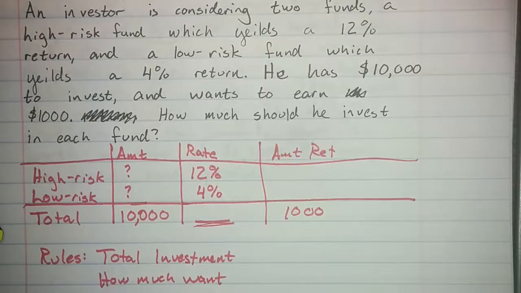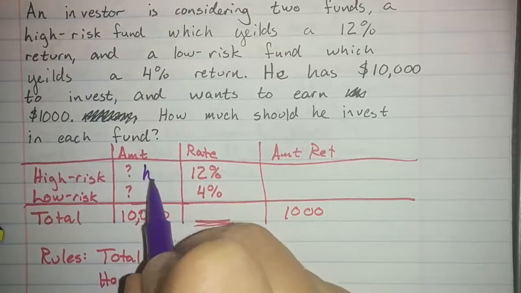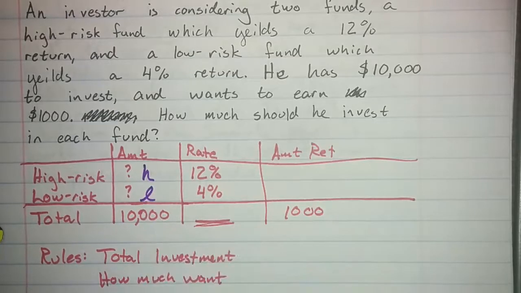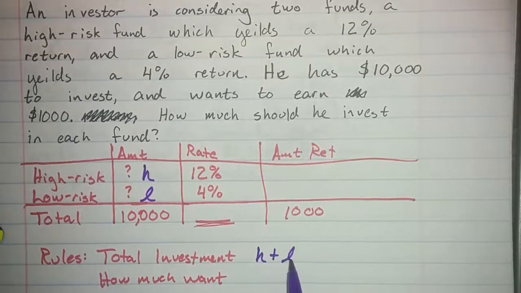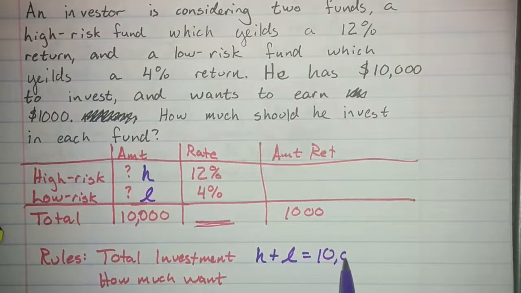Let's go ahead and model it. I'm going to call my variables H and L. And now that I've named the variables, I'd like you to pause the video and try to finish the model. Okay, I can model the rule about the total investment right away. Right, H plus L is 10,000.